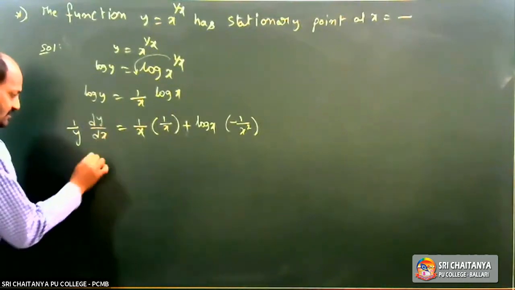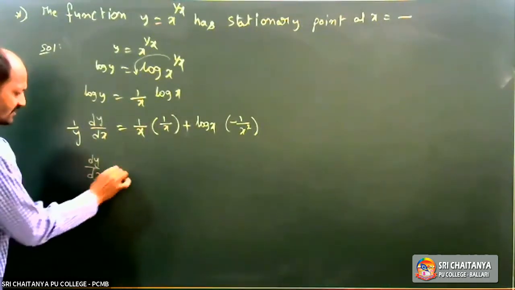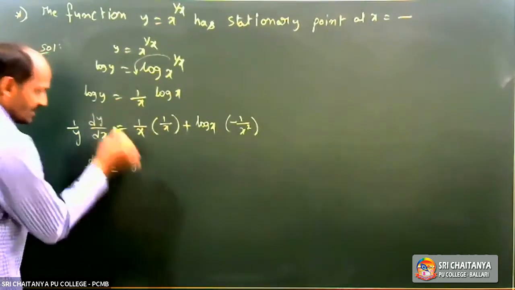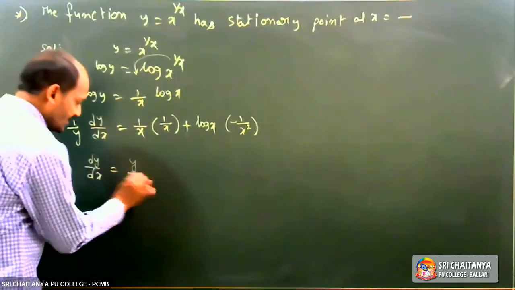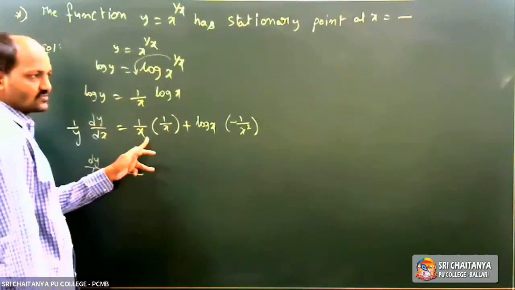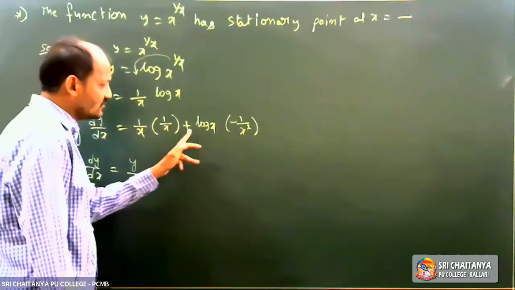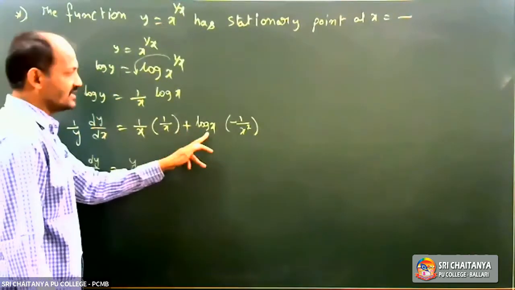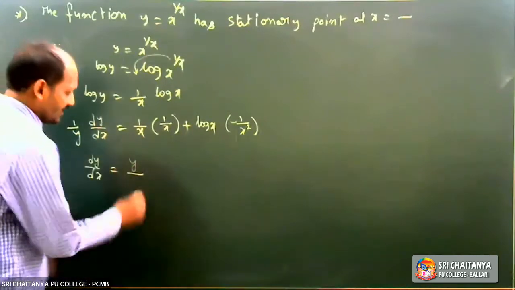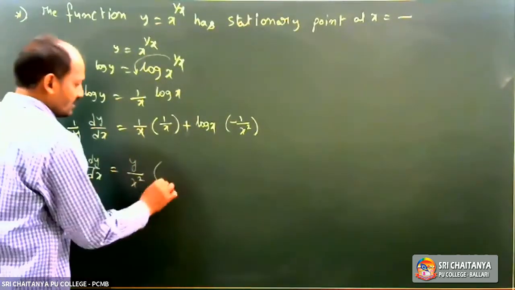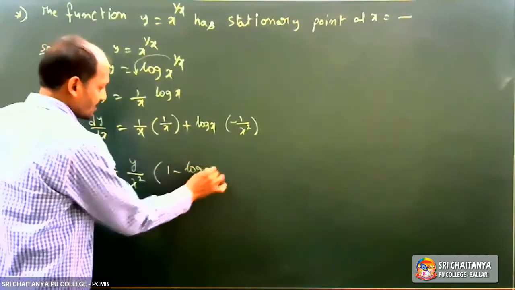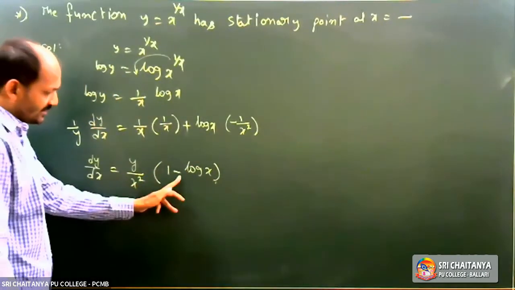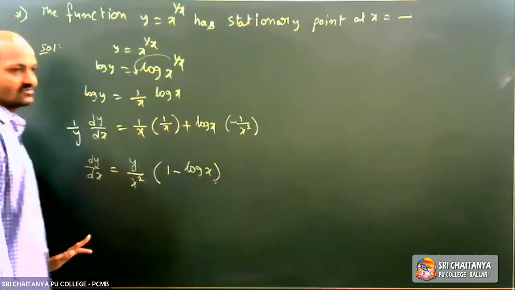By cross multiplication, dy by dx is equal to y into 1 by x square, minus 1 by x square into log x, or minus log x by x square. So 1 by x square is a common term. Then we get 1 minus log x.